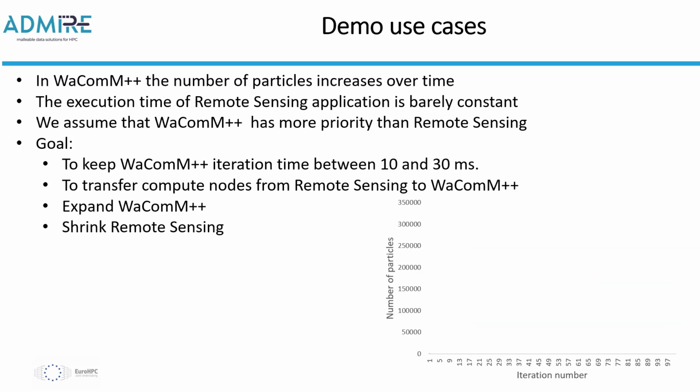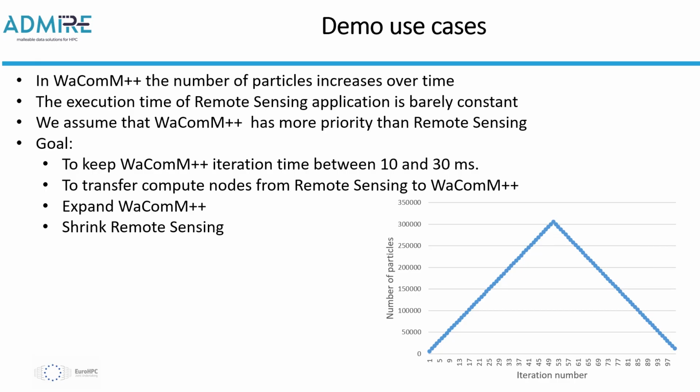In Wacom++, the number of particles increases over time, as we can see in this figure. This number of particles is proportional to the application iteration time. The execution time of remote sensing is barely constant, and we assume that Wacom++ has more priority than remote sensing. This means that the goal in this demo is to keep the Wacom++ iteration time between 10 and 30 milliseconds.